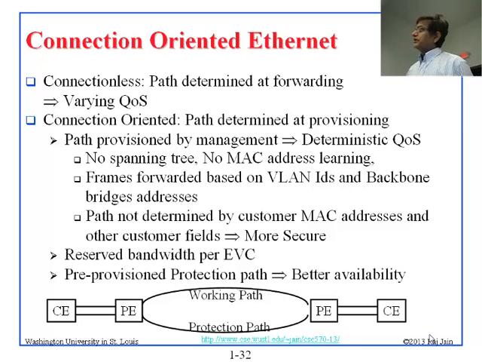There is no spanning tree, no MAC address learning. So none of those probabilistic things. With spanning tree, you don't know how your packets will go and where they will go. MAC address learning, same thing. Frames are forwarded based upon VLAN IDs and backbone bridge addresses. Path not determined by the customer MAC address and other customer fields, so it is more secure. Reserved bandwidth per EVC, and then you have bandwidth reserved. And pre-provision protection path. So you could even say that I want 2 circuits, one working and one protection.